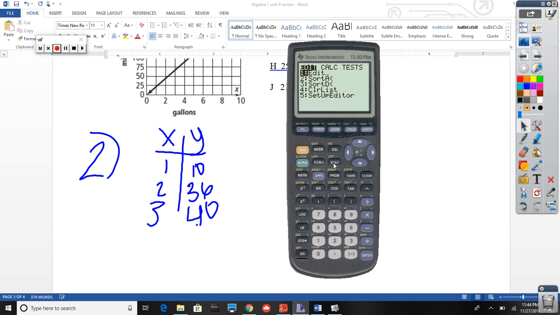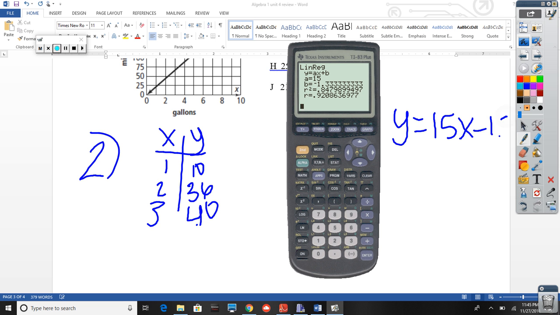I can go back to stats, and I'm going to go to calc because I already put in my table. And we said linear regression was part of our vocabulary. So go to 4. Some of your calculators require you to press enter like 20 million times. This one's only once. And it gives me all this information. First of all, it gives me the equation y equals 15x minus 1.3. That's the equation, and it comes from the a and the b. And then it's going to give me an r value. I don't care about the r squared, I care about the r.